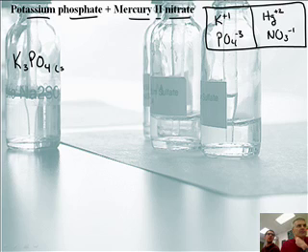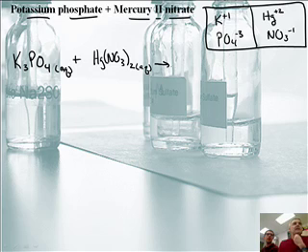K3PO4. Now, if you look at the solubility table, it's aqueous, right? Yep. And mercury 2 nitrate would be Hg(NO3)2. That is also aqueous. Don't believe us? Check the table.